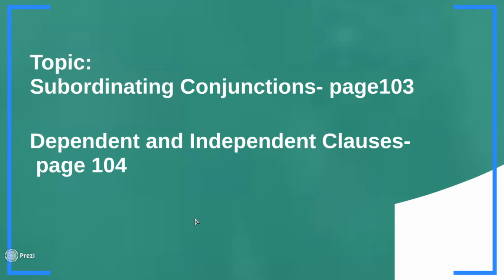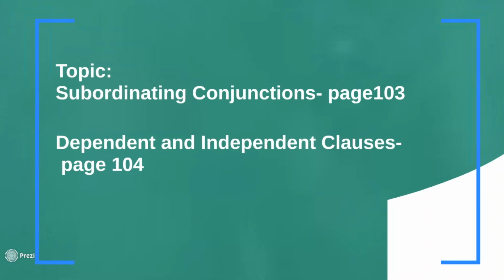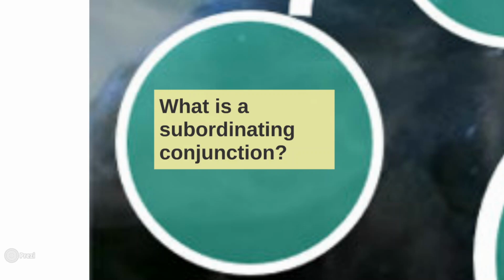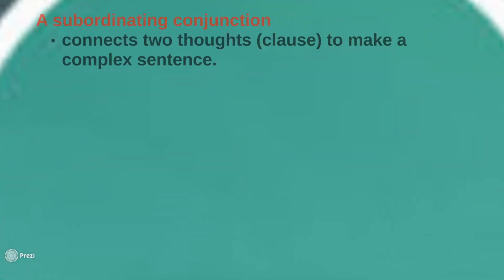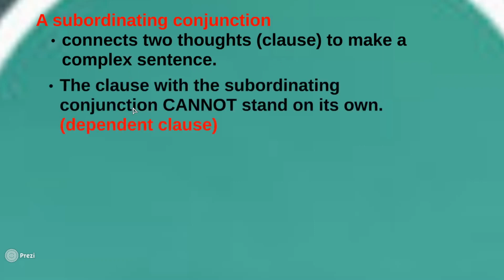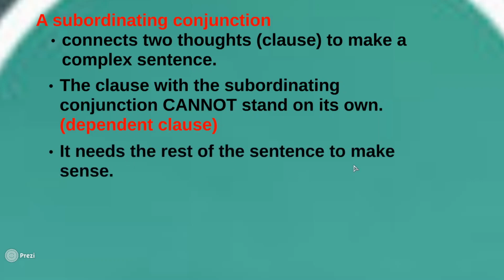If you are prepared for this lesson, let's start discussing subordinating conjunctions. What is a subordinating conjunction? So here, a subordinating conjunction connects two thoughts, okay? So two ideas, which we call a clause, to make a complex sentence. We're going to talk about complex sentences later. So we focus now first on the idea that it connects two thoughts or clauses. The clause with the subordinating conjunction cannot stand on its own. So we call this clause a dependent clause, and it needs the rest of the sentence to make sense.